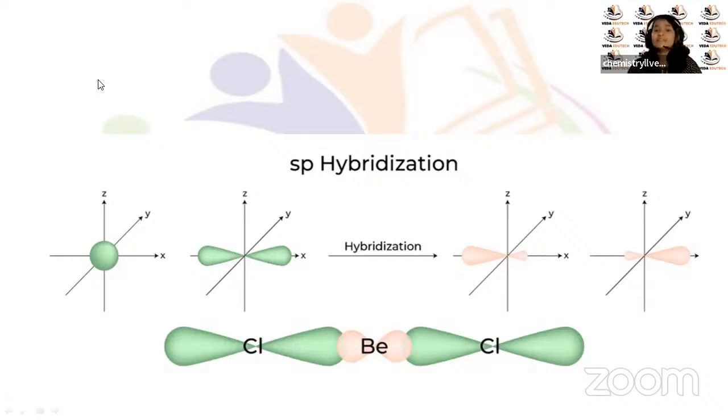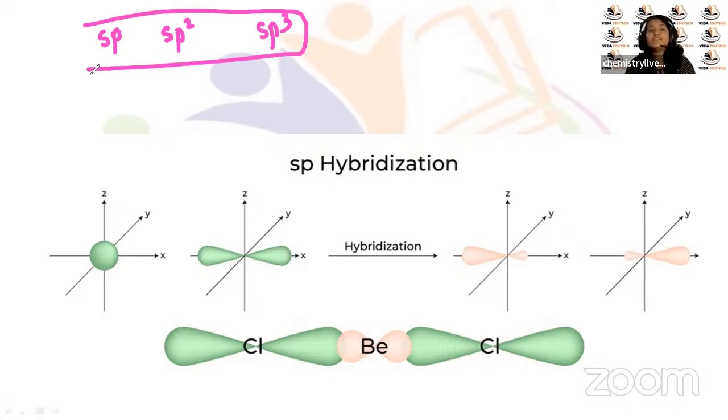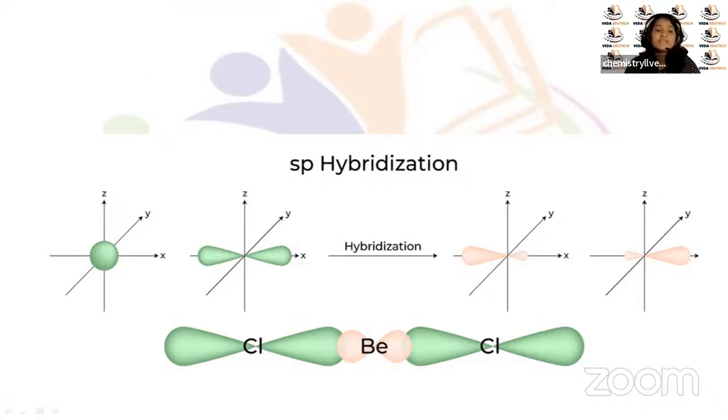Now we will see the three major types of hybridization that we have: sp, sp2 and sp3. These are the three major types that we are going to see. The first type that we are going to see, children, is sp hybridization.